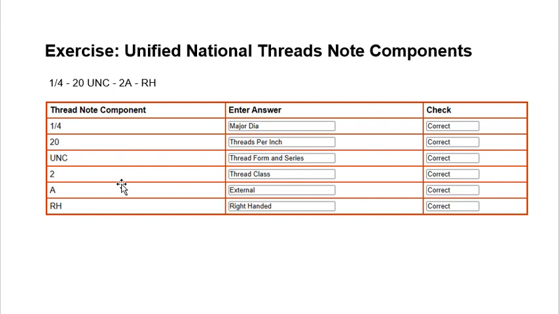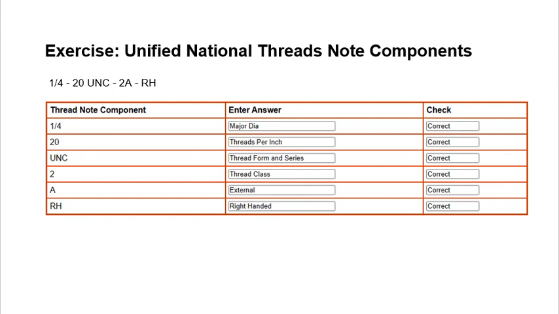So let's do the example. An example is given to you, and we have to identify what they are. We have already studied the previous slide, and we know that this one is your major diameter, then threads per inch, then thread form and series, then thread class followed by external or internal. A is external, B is internal, R and L are right and left hand. So you have everything, put that in. Don't forget the spaces, and write it the way it is written in your textbook, so you get the correct answer without frustration.